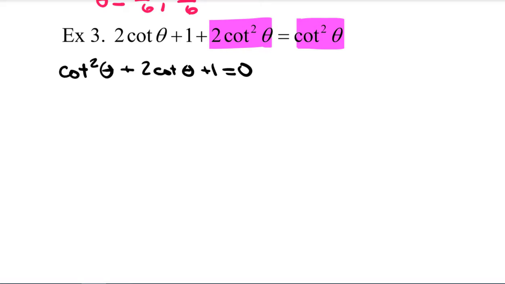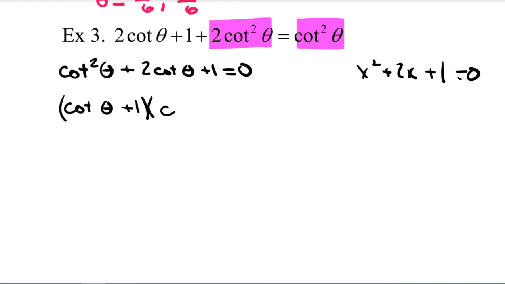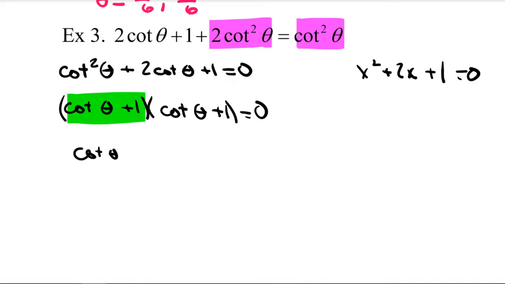Now from here, this is a perfect square trinomial. It's really similar to x squared plus 2x plus 1 equals 0. Same idea. So we're going to have cotangent theta plus 1, and then we're going to have the same factor again, cotangent theta plus 1 equals 0. With this particular problem, we have the same factor for both of them, which is going to make our lives a little bit easier, because we're only going to have to solve for one factor since both factors are the same. So we'll take cotangent theta plus 1, set that equal to 0, and then we'll end up with cotangent of theta equals negative 1.